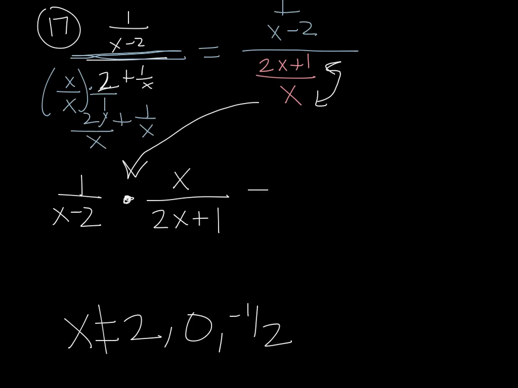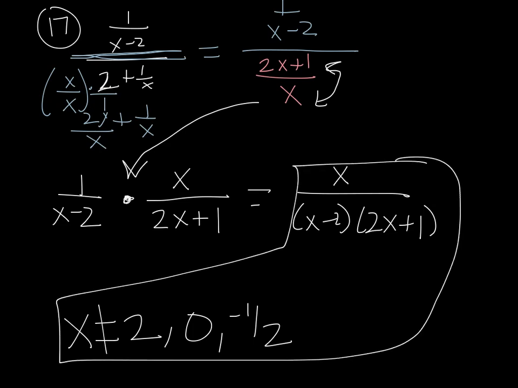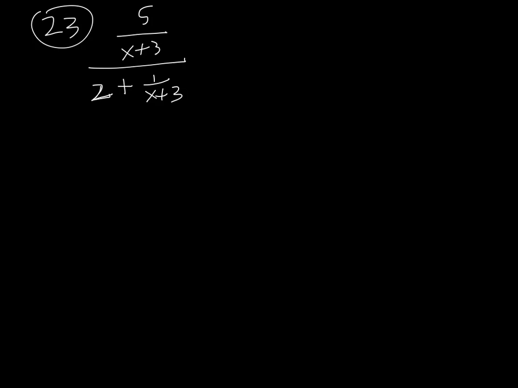And now this is just multiplying across. So I would have 1 times x is x, and on bottom I have x minus 2 and 2x plus 1. I don't have to simplify that any further. I can leave it just like that because I don't have anything else in common. So that would be my final answer. And then 23 was hands down the most asked for question.